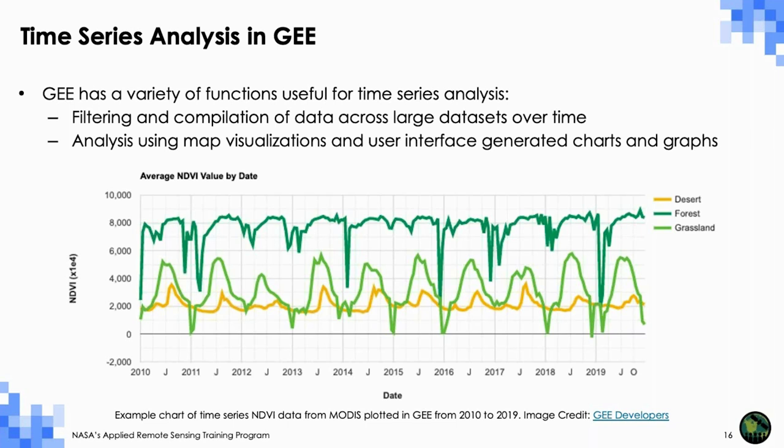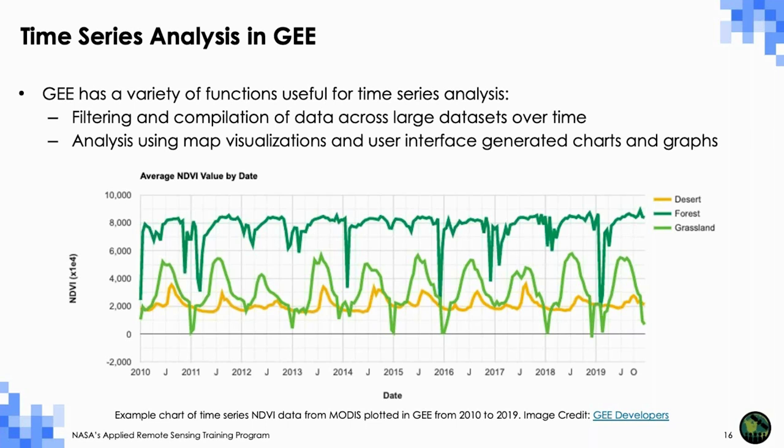So using the Google Earth Engine API, we're able to filter and compile these data sets according to our chosen specifications and use this data to assess land cover, calculate environmental parameters, and ultimately visualize and communicate the change you identify over time.